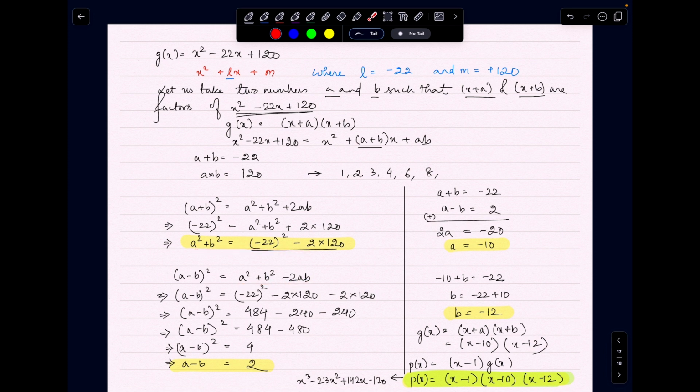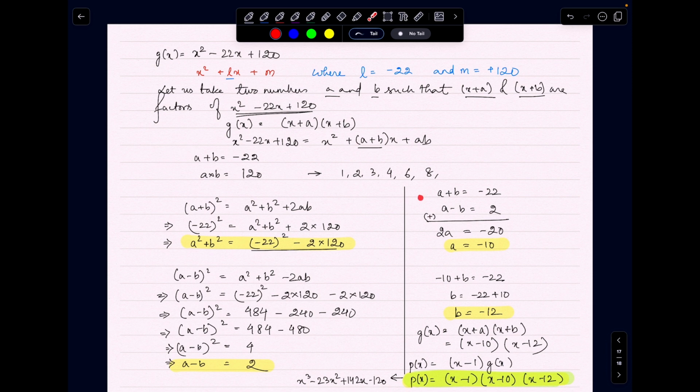Okay, so we'll solve it and we'll find the value of a minus b. From this equation, we found the a minus b value. We already know the a plus b value, and we know the a minus b value. We'll solve those two equations, the a plus b and a minus b equations. If we solve, we'll get the a value. A value is coming as minus 10 and b value will be coming as minus 12. If you solve those two equations, you will get the values of a and b.